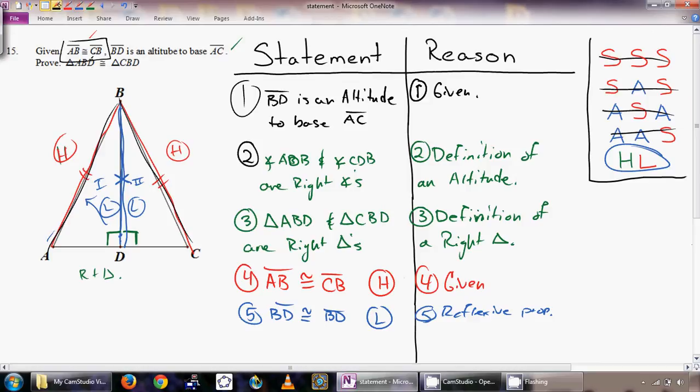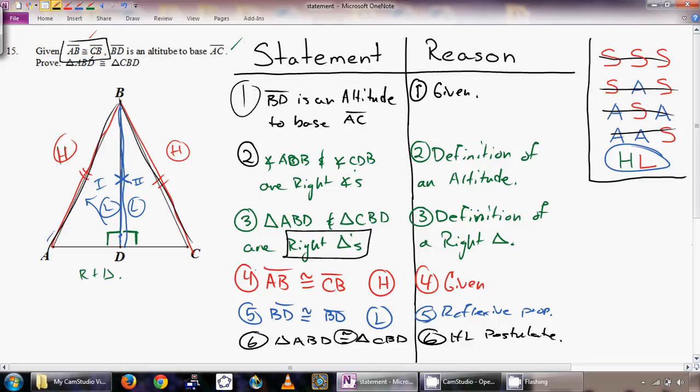And then last and certainly not least is, well, prove it, all right? Triangle ABD is congruent to triangle CBD. And how do I know that? Well, the hypotenuse leg postulate told me that. It says right triangles are congruent if their corresponding hypotenuses are congruent, and their legs are congruent, which is exactly the flow of this proof.